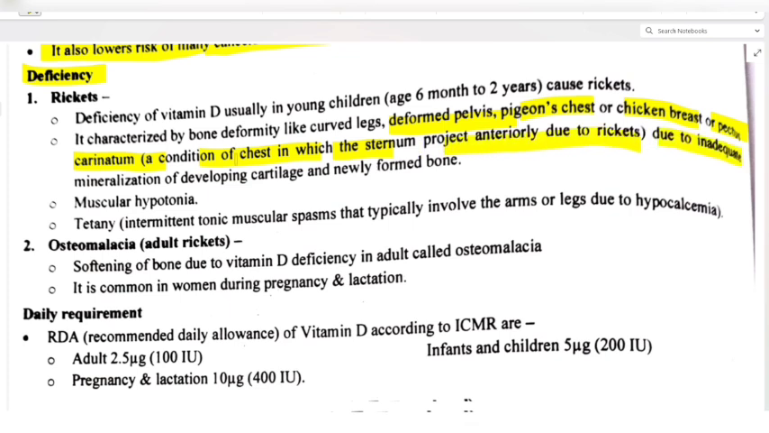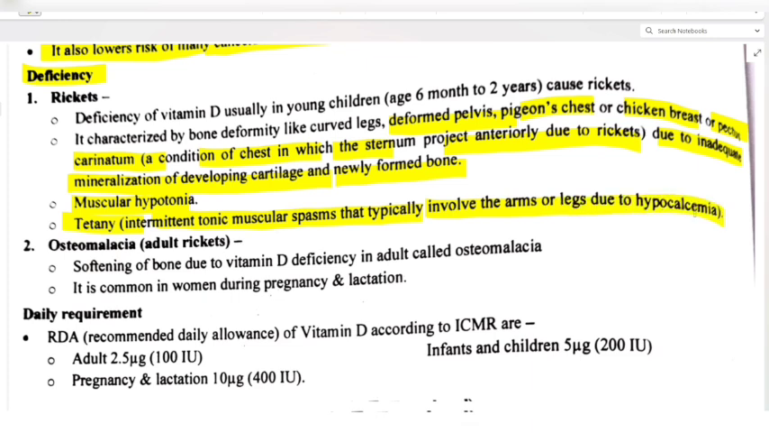Then due to inadequate mineralization of developing cartilage and newly formed bone, muscular hypotonia, then tetany, intermittent tonic muscular spasm that typically involve the arms or legs due to hypocalcemia.